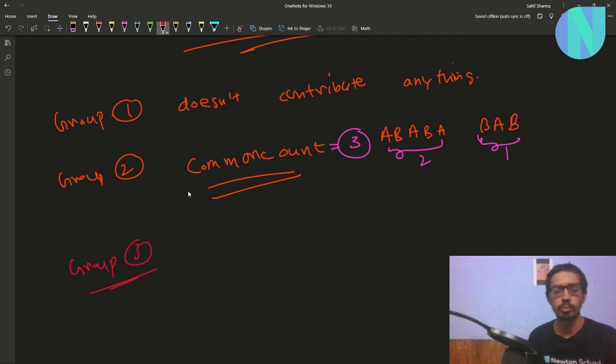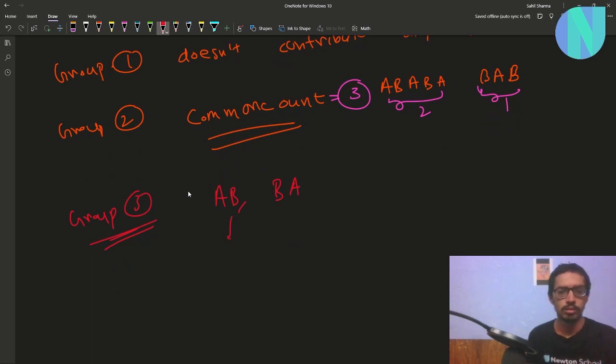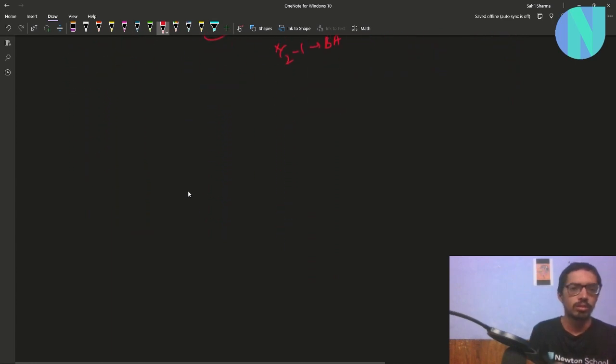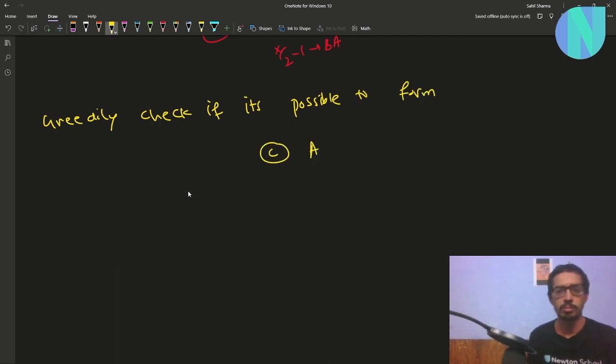Our group 3 will have 2 types of strings, either AB or BA, right? And if the length of this is x, it will contribute x by 2 to my AB and x by 2 minus 1 to my BA, something like this. So now let's check greedily if it's possible to form C ABs and D BAs.